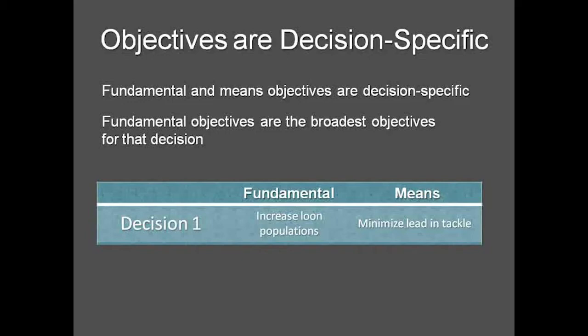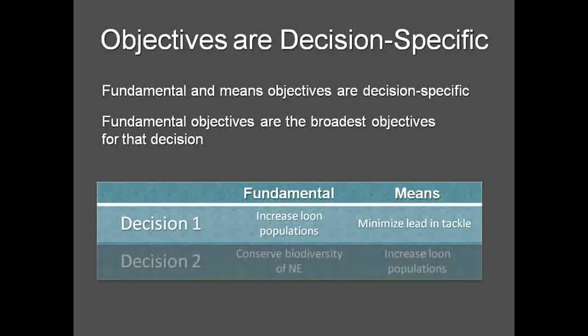But there might be a broader group, it might be regional. You might look at a different set of decisions that are being done at a regional level, and the fundamental objective is to conserve biodiversity in the Northeast. And the means to do that, one of the means to do that, is to increase loon populations. Okay, these are very different decision contexts. They're going to be different decision makers. There are going to be different kinds of decisions that are being made.